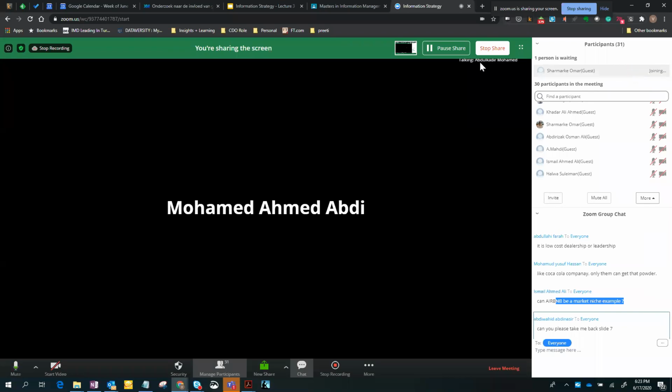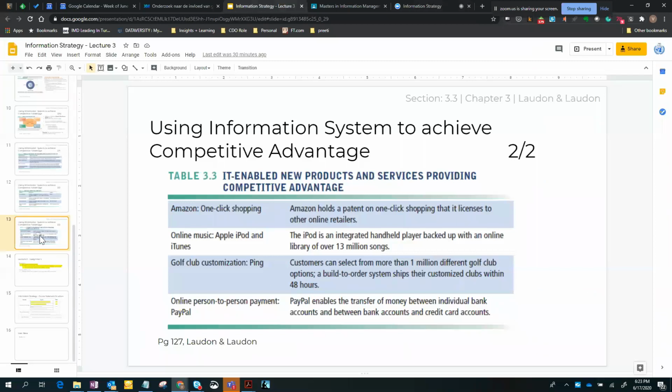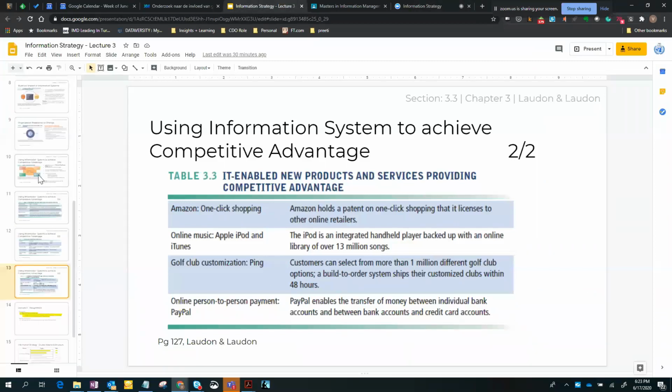Okay, I'm looking at the time as well. I think that brings me to the end of this. So the biggest item here is Porter's five forces, and to understand that information technology doesn't work on its own. It works in an organization, in an organizational context.